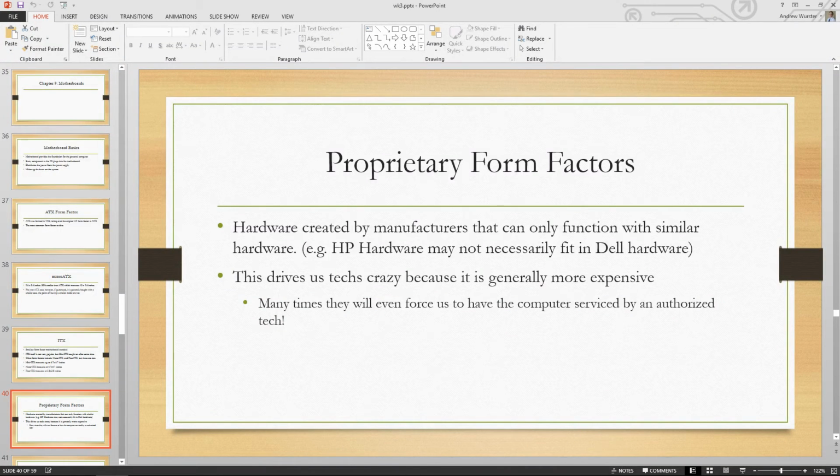So, proprietary form factors. It's just hardware that's created to function only with hardware developed by the same manufacturer that created it. This isn't necessarily true with HP or Dell, but the idea is that there's some hardware that only works with the people that made the other hardware. So that's all it is.